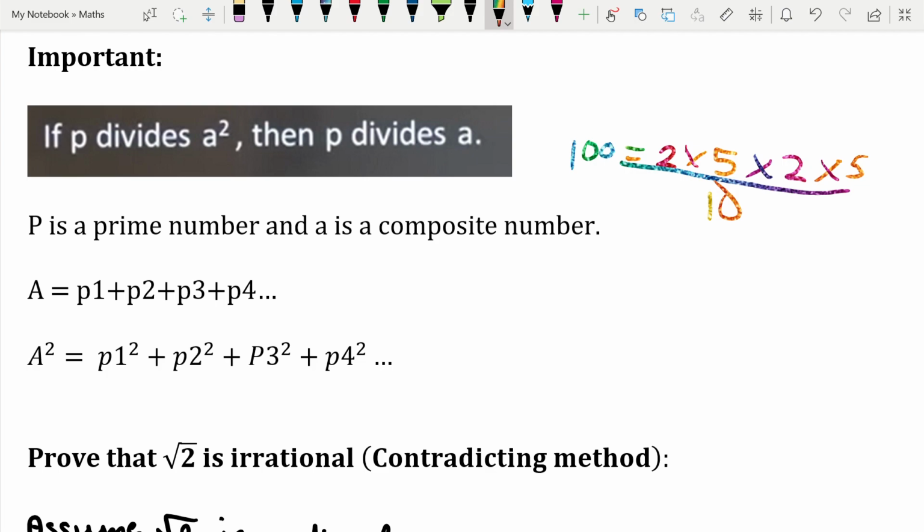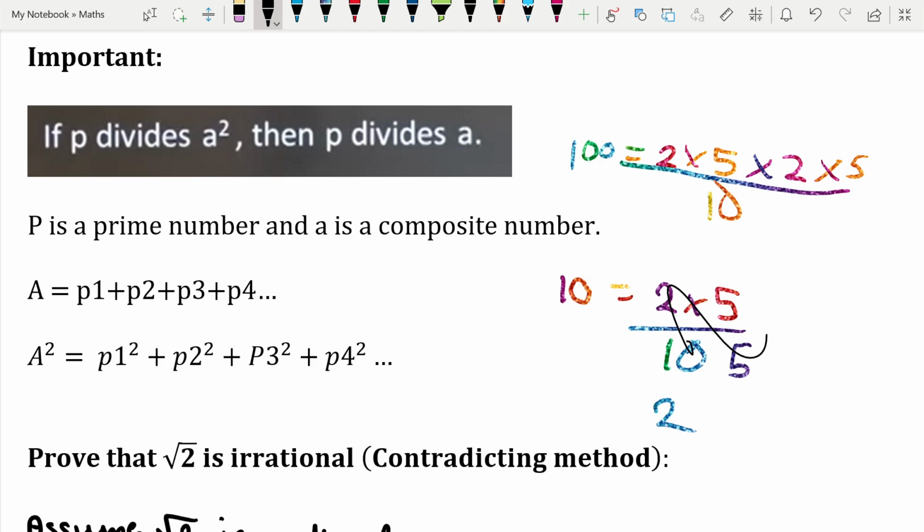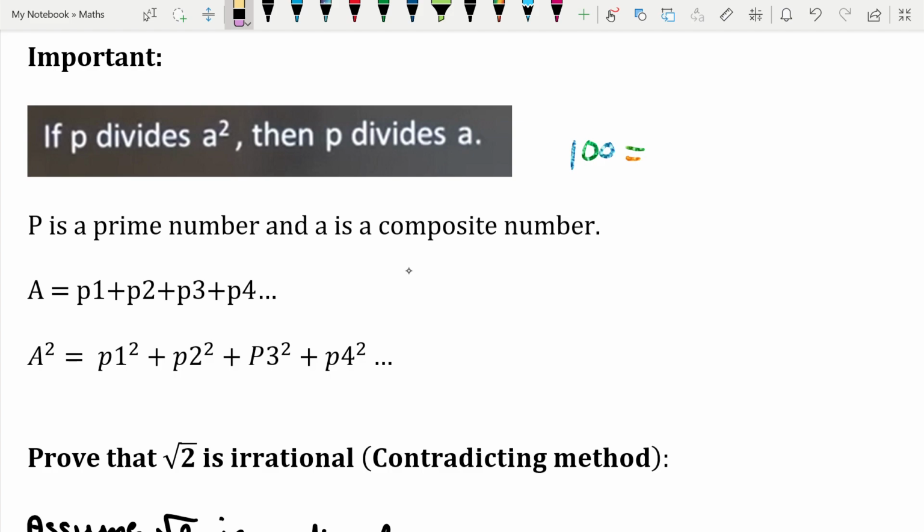Then p divides a. So this is a square. Then 10 is equal to 2 times 5. So we can say 10 divides it. We can say 5 divides it, 2 divides it. Yeah, it divides lots of numbers. So this is what we're trying to say.